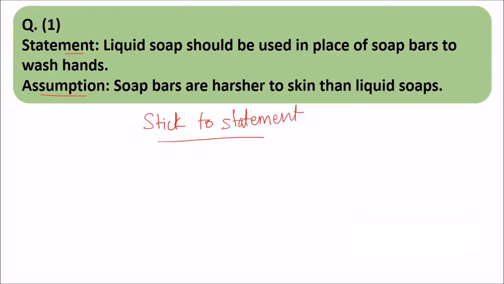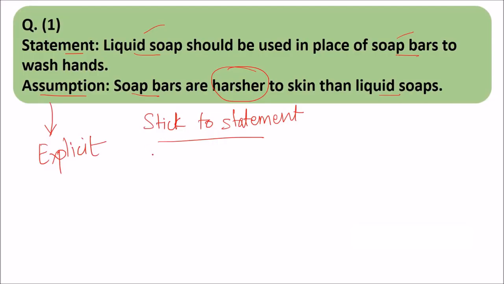Now over here, if you observe closely, you will see that soap bars are there, liquid soap is there. So you might say that this is relevant to the statement, but actually it is not. Statement is regarding washing the hands using liquid soap instead of soap bars. There is nothing mentioned about soap bars being harsh or the harshness of liquid soap or soap bars. So the assumption is actually not relevant to the statement. So this is an explicit assumption, or the assumption is not implicit.